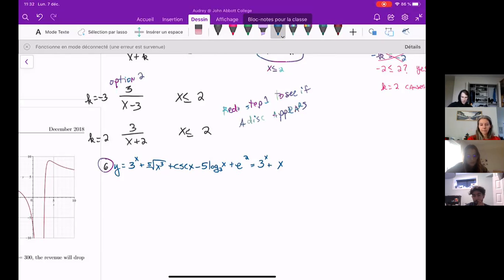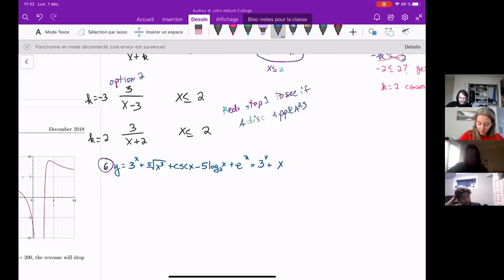Wait, it says y is equal to all of this, which is equal to 3 to the power of x plus x. Right, because I'm rewriting it right now. I just haven't finished. Yeah, I'm waiting for you guys to tell me what the power should be. Okay, I was confused. Yeah, I can see that.